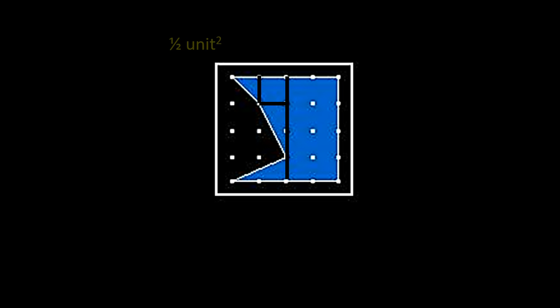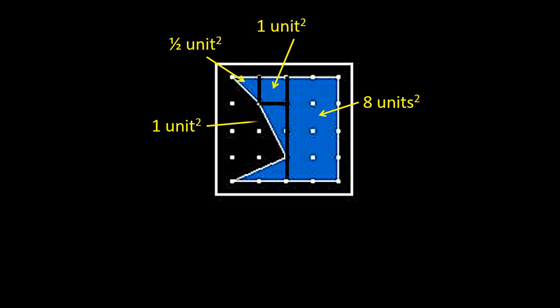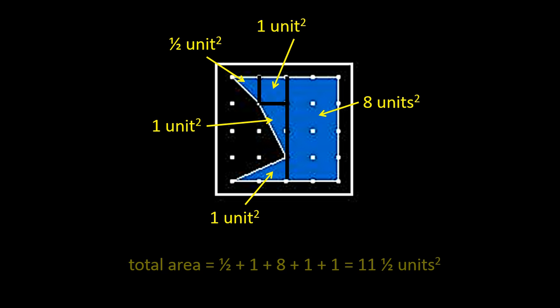So now let's just do that. Let's find the area of each of these individual little shapes. That triangle is half of a square unit. That square is 1 square unit. The rectangle is 8 square units. That triangle is 1 square unit. And this one is also 1 square unit. So the area of the original figure is the sum of all of those areas, which is 11.5 square units.